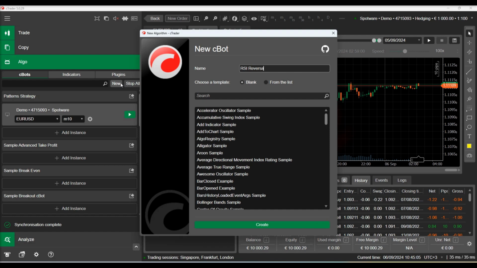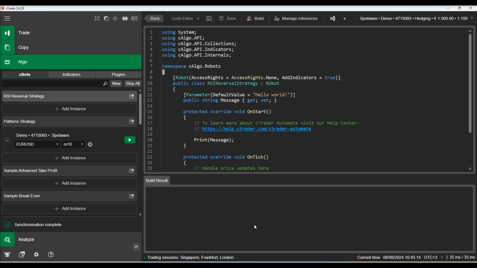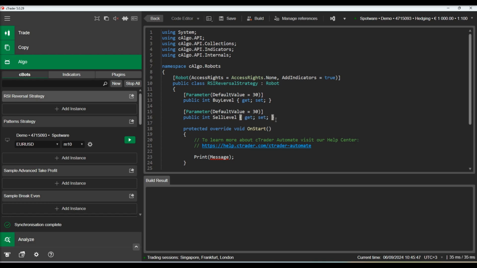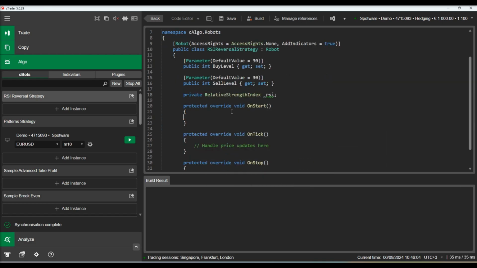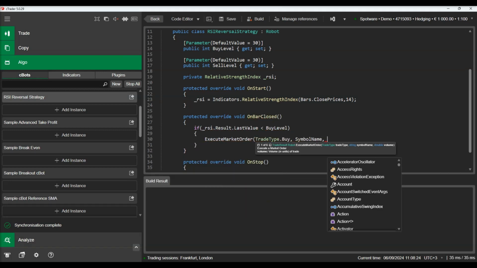Let's create a cBot, name it RSI Reversal Strategy and implement our logic. We will need 2 parameters that will enable us to modify these thresholds before we execute the cBot. Let's add them. Then we will declare and initialize the relative strength index indicator. Next, we will implement the conditions of our trading logic.